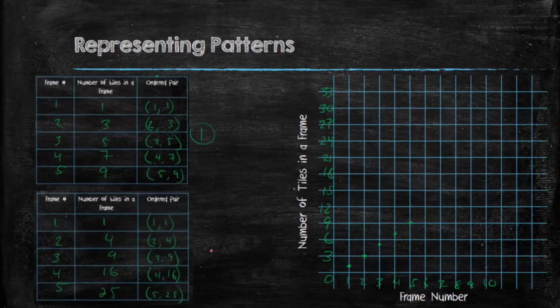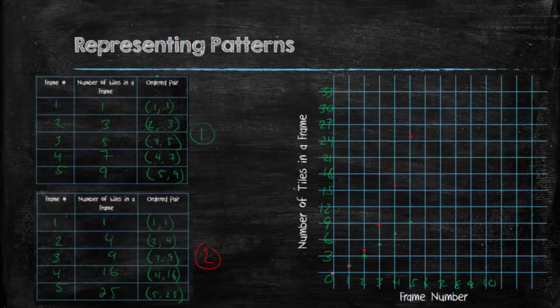Now, if I change colors and start graphing the second data in a different color, just so we see the difference, it's going to be very clear how these two patterns differ on a graph. So in frame 1 we've got 1, so it's the same place, but in frame 2 you start seeing the difference. It's 4. In frame 3 it's 9. In frame 4 it's 16, which is right up here. And in frame 5 it's 25, which is all the way, that's 24, that's 27, so probably around here.